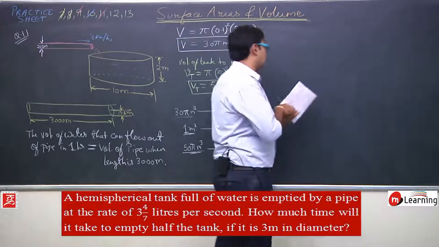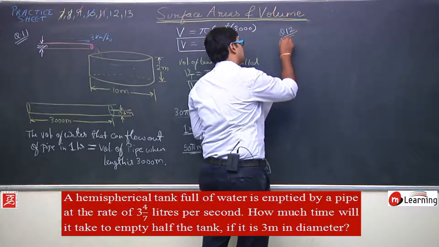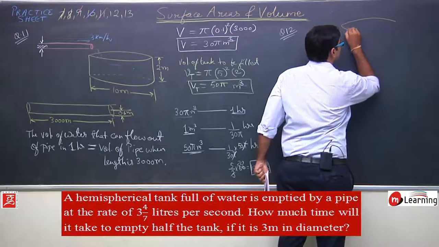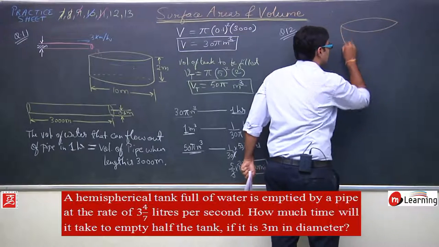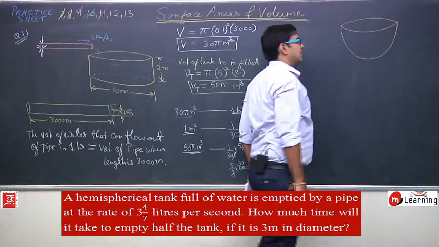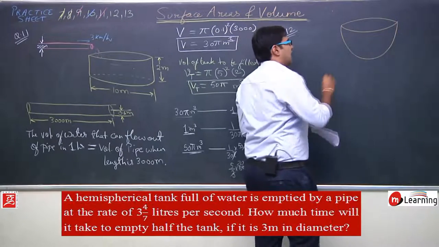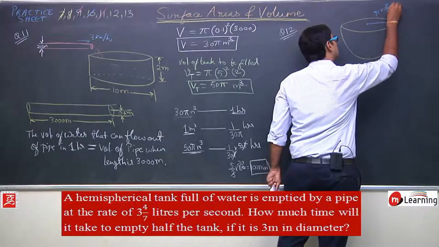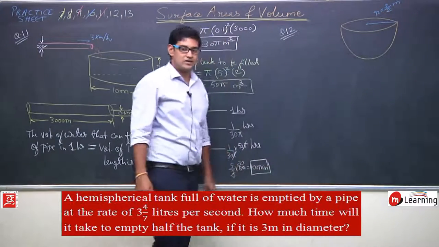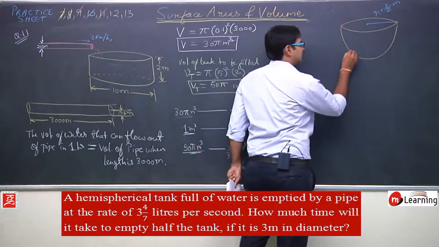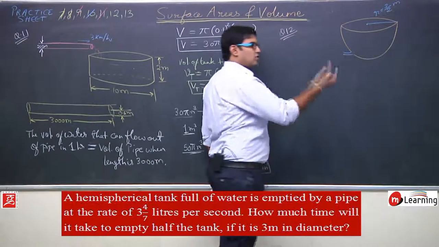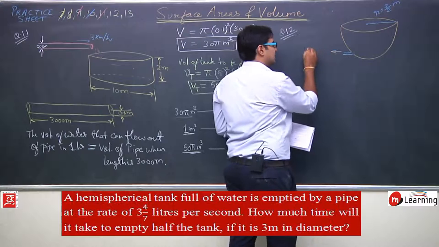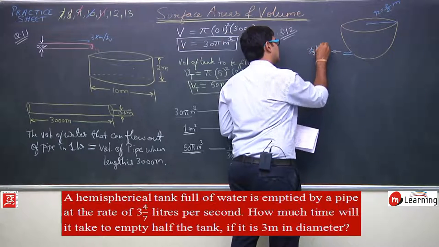Let us first draw the diagram. Question number 12, the diagram for this question. This is a hemispherical tank and the diameter of this hemispherical tank is 3 meters. So the radius of this hemispherical tank will be 3/2 meters. There is a pipe connected at the bottom of this tank which can take out water, and the rate at which water comes out from this pipe is 3.47 liters per second.